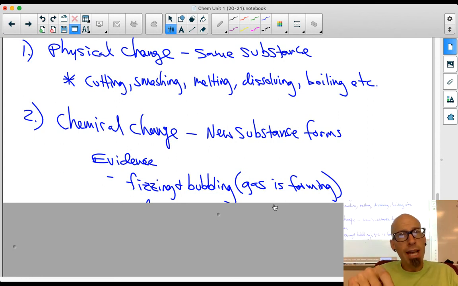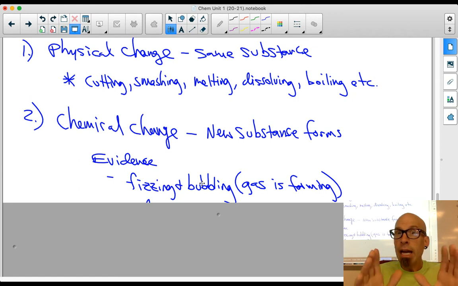That's gas physically coming out of a liquid. But the Alka-Seltzer tablet, you took a solid tablet, you threw it in the water, and it started to fizz and bubble. That was a chemical change. A gas that wasn't there before is now forming and releasing. That's a chemical change.